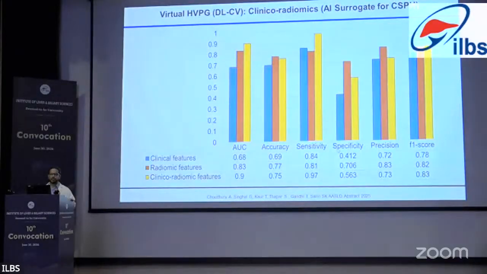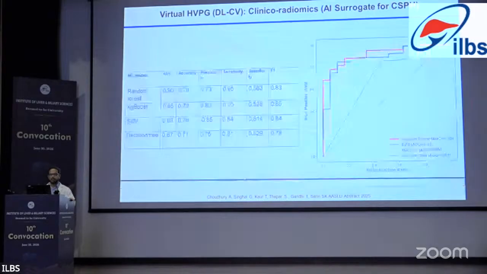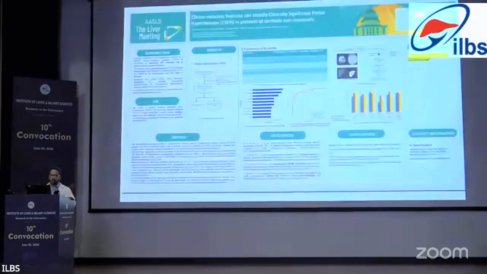When we did this, the clinical model had 68% accuracy in predicting clinically significant portal hypertension, taking more than 10 as CSPH. Radiomics alone is 83%, and when combined, clinical and radiomic predicts 90%. And this is by different methods. Here we also found that random forest is one of the best models to predict the virtual HVPG, which is a clinical surrogate for portal hypertension. This was also the abstract for the SLD last year.